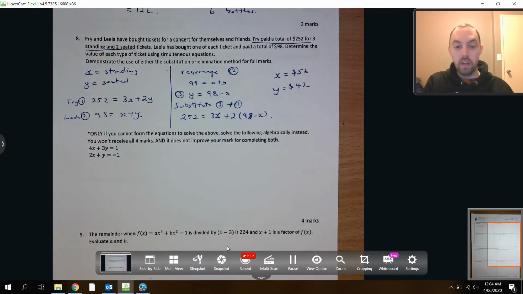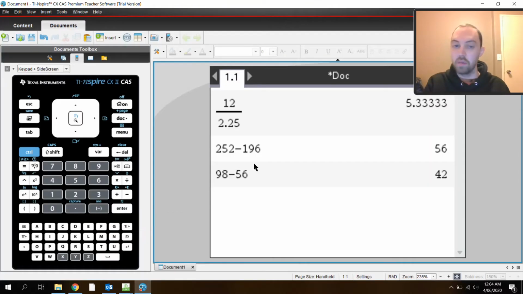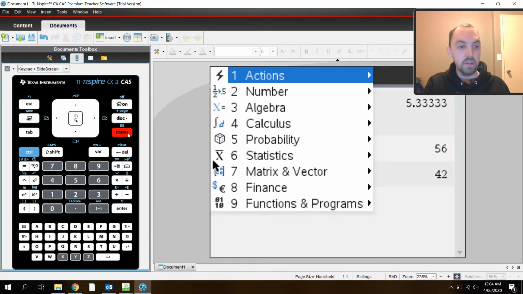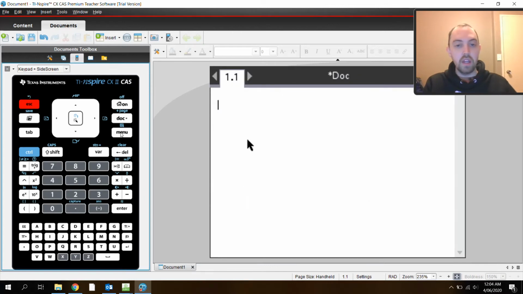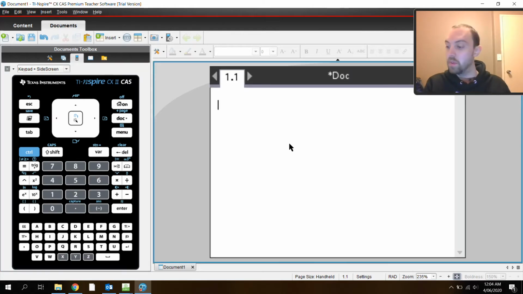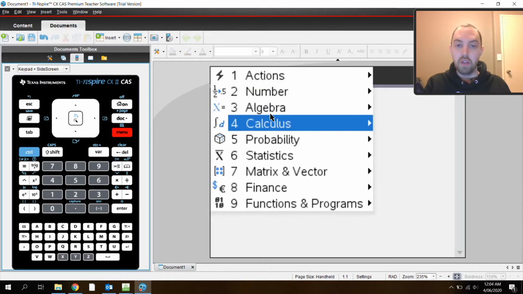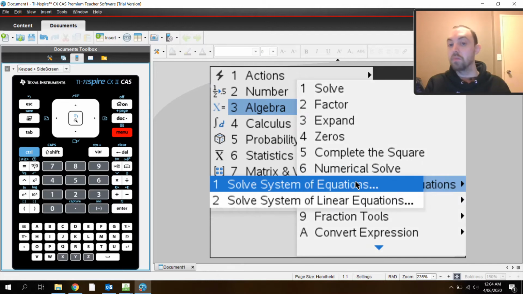Now, if you were uncomfortable doing the substitution or elimination method, and you're like, well, if I solve it, I still get some marks, I'm just going to clear the history here. So we can use our calculators. We need to be in a calculator section. So if you're in here, you want to open up a calculator or a scratch pad, it'll do the trick. I've already got it open, so I need to go to menu. We're doing algebra. We are solving, but we want to actually solve a system of equations. There's more than one.